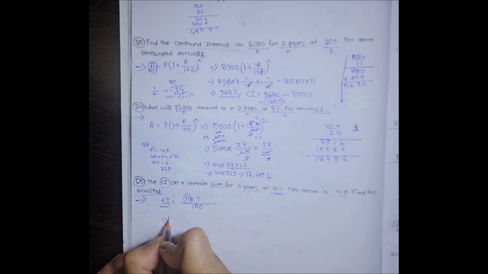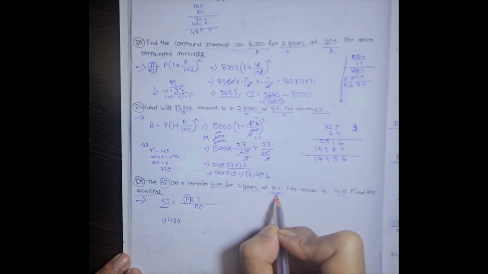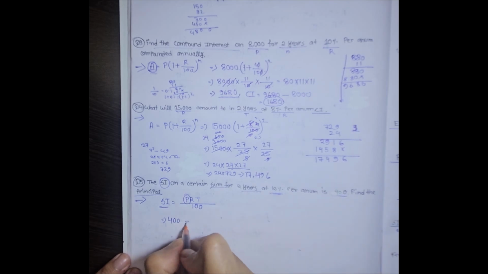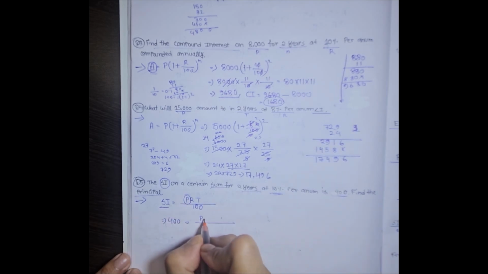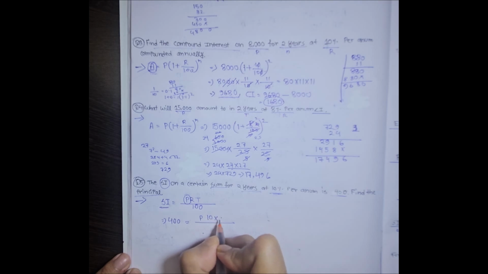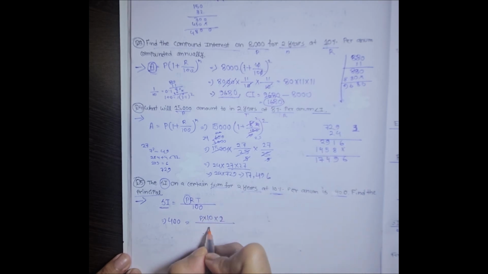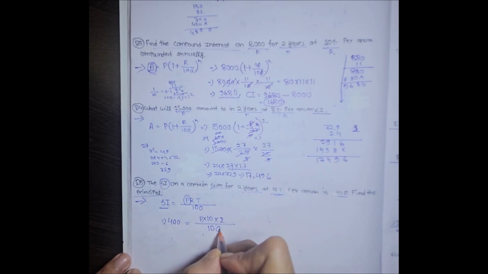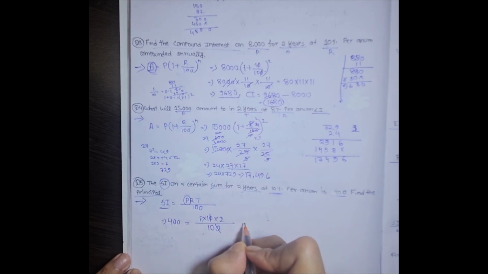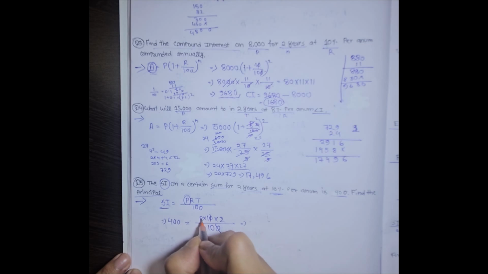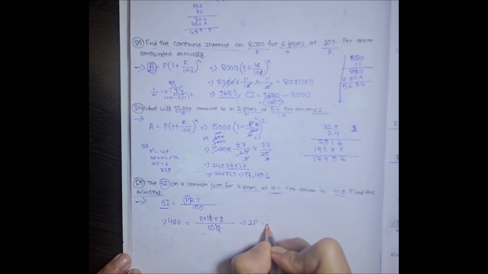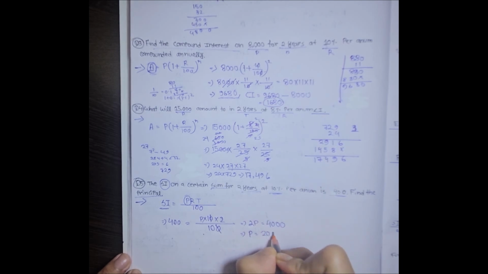So we can write 400, the given simple interest, equals P times the rate of interest, which is 10, times 2, because it is for 2 years, divided by 100. The 100 would be multiplied if it goes to this side. So we cut this with the above one and it comes to 2P. 2P equals 4000, because 400 times 10 equals 4000. So P is 2000.